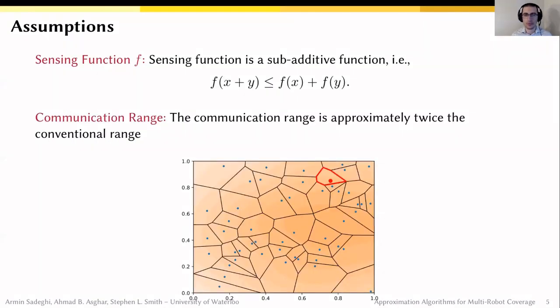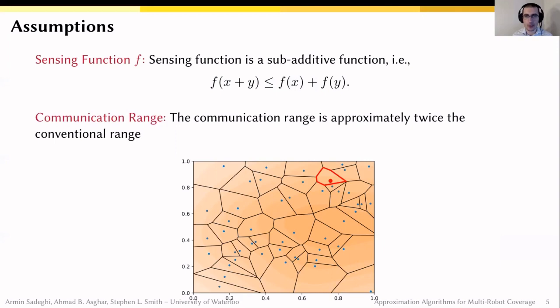Prior to providing our approximation algorithm, I'm going to make some assumptions. First, the sensing cost function is a sub-additive function. Basically, the function over the sum of two arguments is less than the sum of the function on each argument. I'm going to provide the reason behind this assumption later.